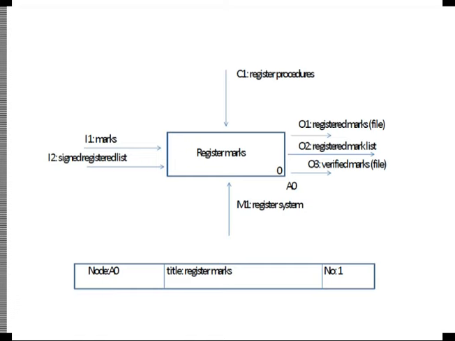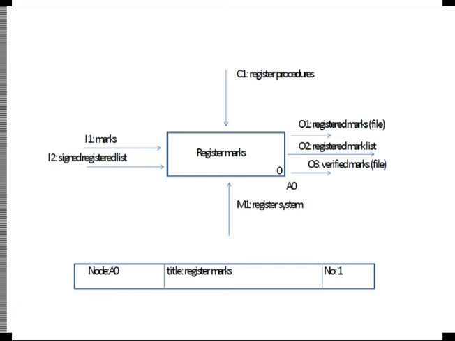activity. Okay. The node is A0. The title is registering marks, and it's my first drawing. Okay? The process here is register marks. It's basically a verb, register marks. And the input, as you see, we also number the input, we number the output, we number the controls, and we also number the means.